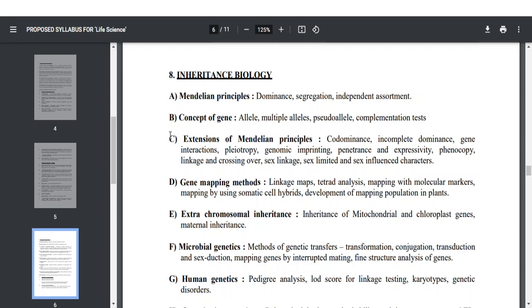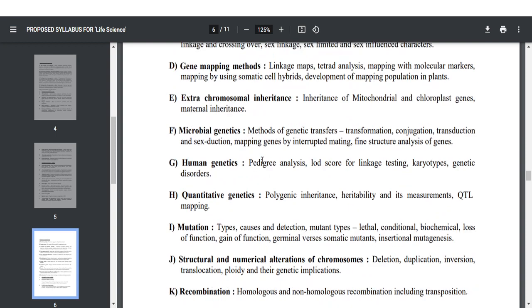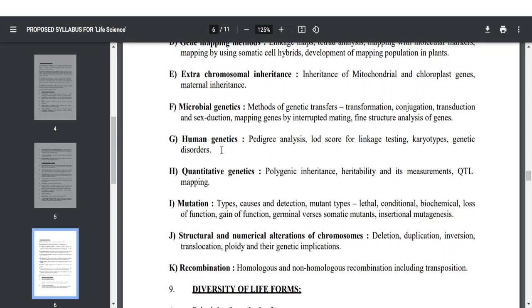Instead, I'll be concentrating on extensions of Mendelian principle, extra chromosomal inheritance, microbial genetics, human genetics, and mutation, structural and numerical alterations of chromosomes, and recombination. These are the important topics I'll be covering, because structural and numerical alterations of chromosomes are easy, and at least one question will be asked. Mutation is again very important. In human genetics, you need to study at least pedigree and karyotyping.